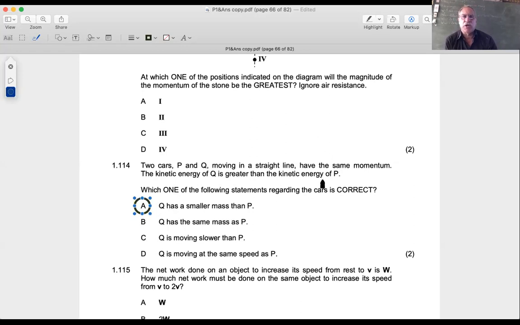As I say, I don't know if you guys are there, but how did we work it out? Okay, they're moving in a straight line. This is how I'm thinking. You take two trolleys, a big trolley and a small trolley with a spring in between. You shoot them apart. They have the same momentum, but the big trolley's got a smaller speed because it's got a bigger mass, and the little trolley's got a bigger speed because it's got a smaller mass. So Q, if it's going faster, it must have a smaller mass. Q must have a smaller mass than P.